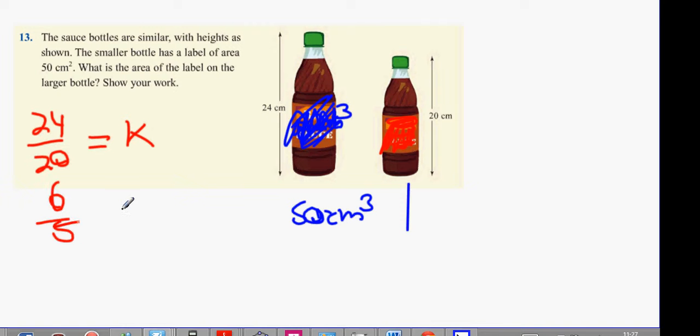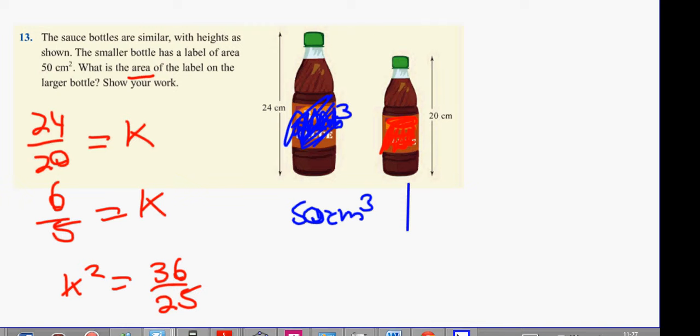6 over 5. Now, key word here is area. Area is not affected by the scale factor, it's affected by the scale factor squared for 2 dimensions. So what's K squared? It's going to be 36 over 25. Because K is 6 over 5, K squared is 36 over 25.